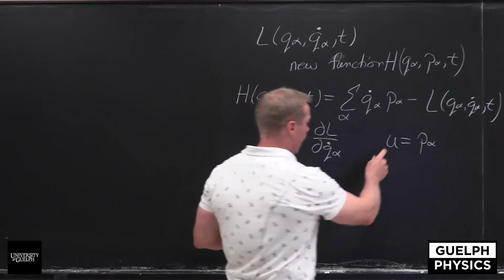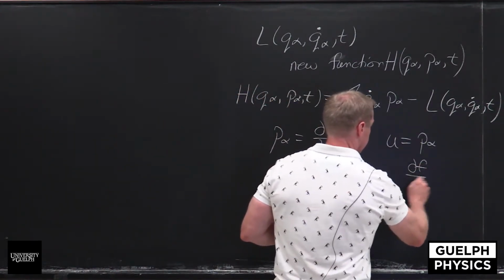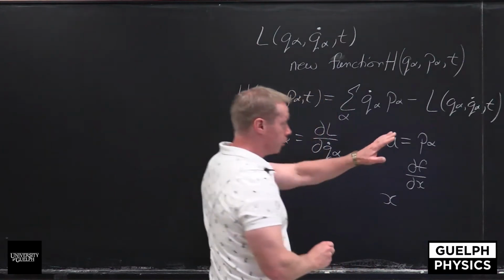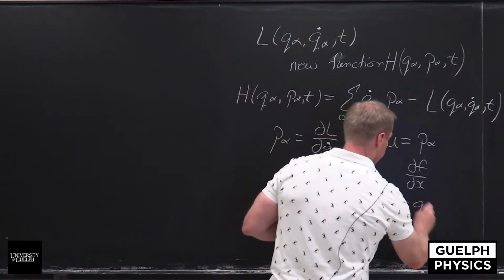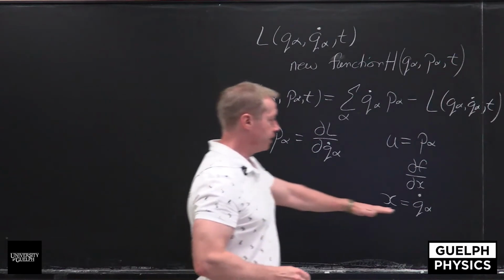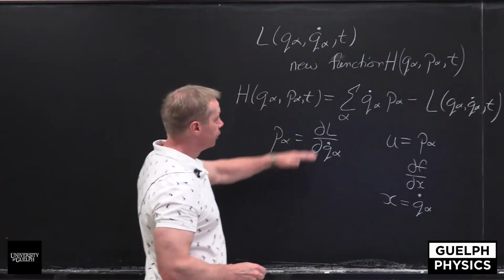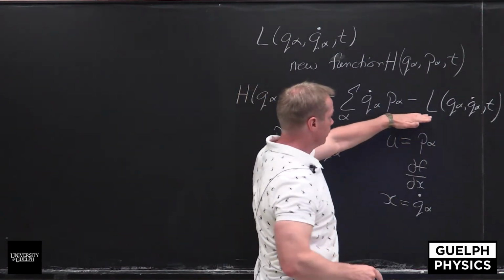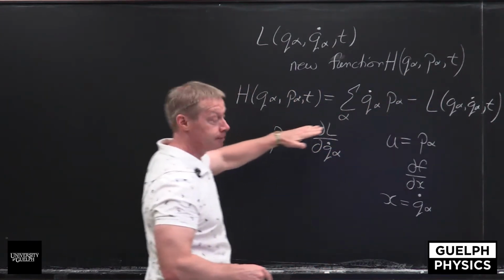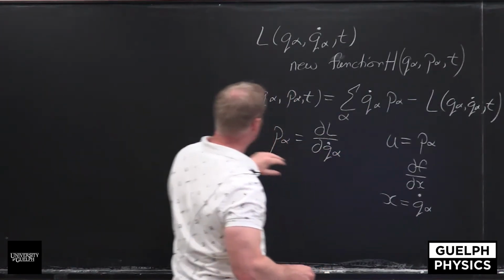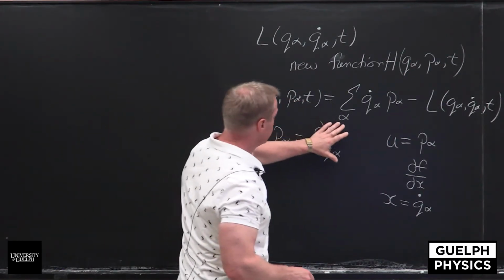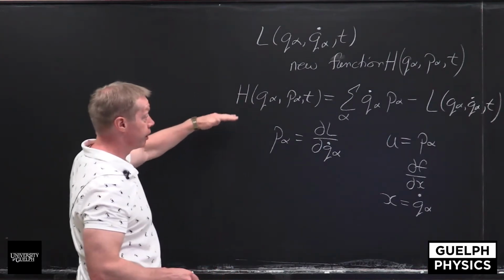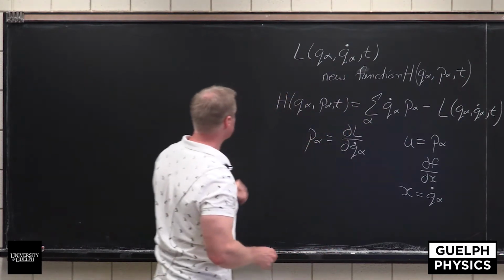And if you recall, we had this u defined as df by dx. So our variable x that we used in the previous example is this q alpha dot. And that's the variable that we are eliminating with this Legendre transformation. So the only difference is that we've introduced overall a minus sign. So in order to proceed, I'm going to start looking at now the total differentials so that we can equate things on both sides.